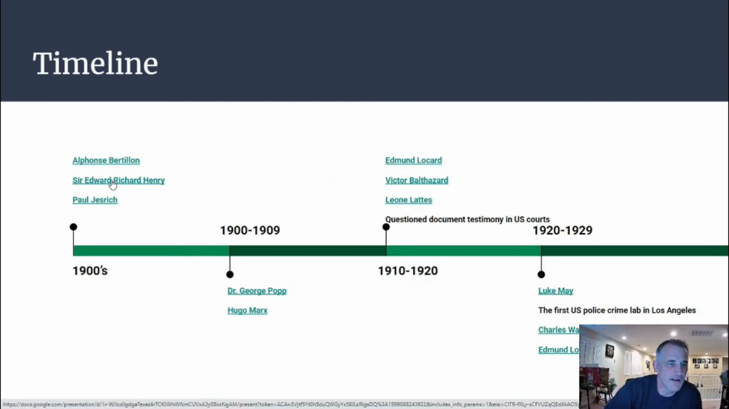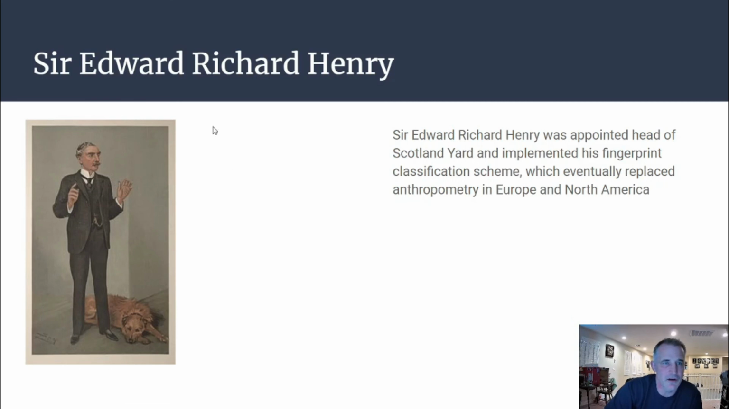All right, moving on, we've got Sir Edward Richard Henry. Again, around the same time, he was appointed head of Scotland Yard. He implemented his fingerprint classification scheme, which eventually replaced anthropometry in Europe and North America.